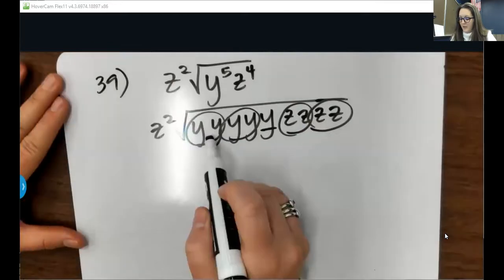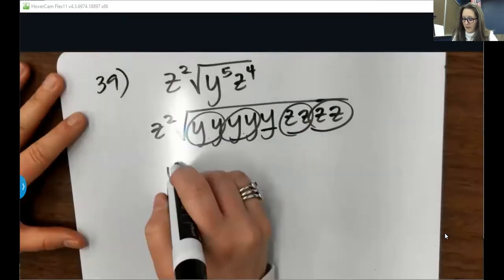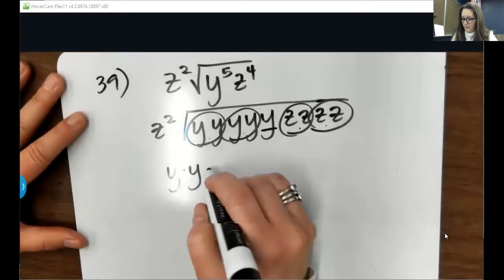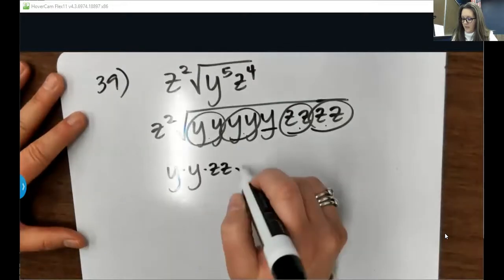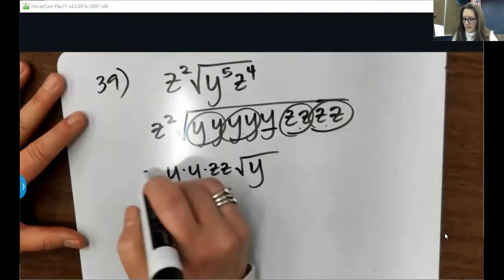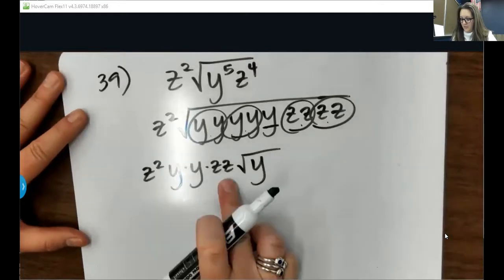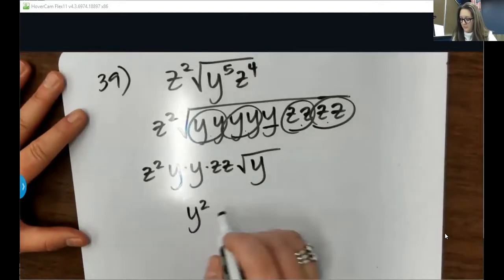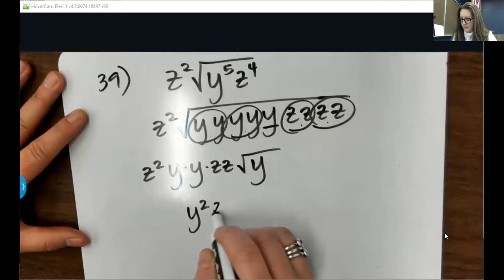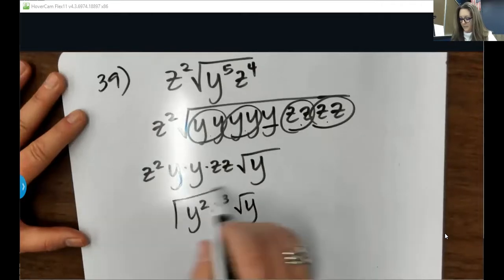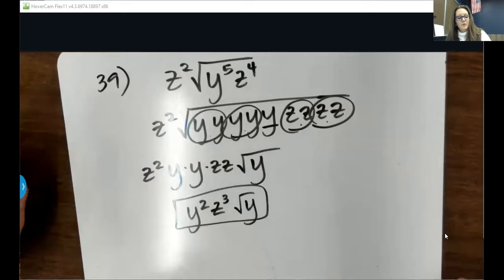So I have a pair here, so I can pull out 2 y's and I can pull out 2 z's, and lonely little y has to stay inside for the date. So what do I have on the outside? I have 2 y's and I have 3 z's and a square root of y. That's how you'll simplify there.